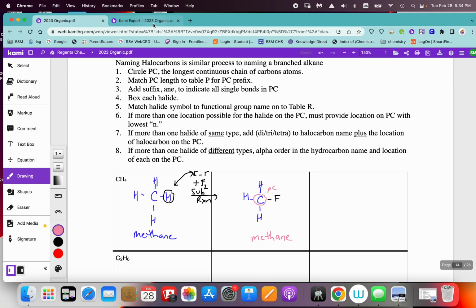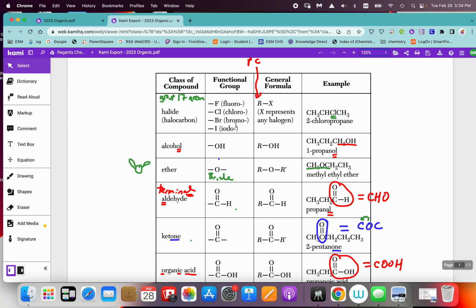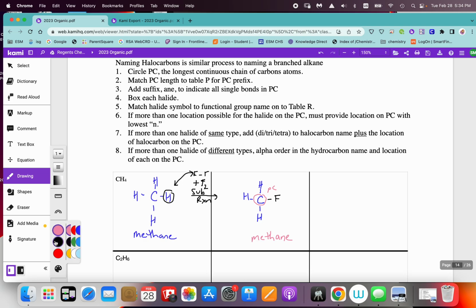So when we go back and take a look at table R, in this example here, we see the parent chain name, propane, but out in front of it, we are identified with the halide. So chloro means that they added Cl to it, but I added F, so out in front of the word methane, I would put the word fluoro. So I just write fluoromethane.